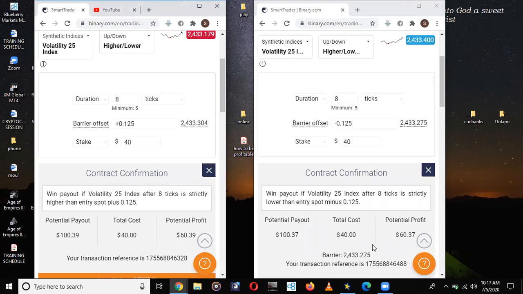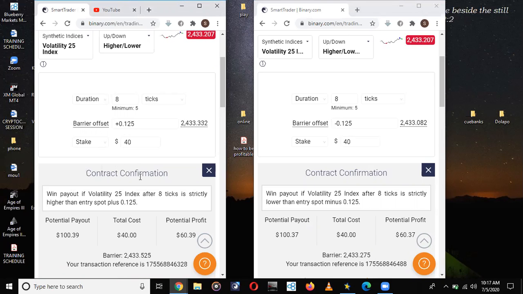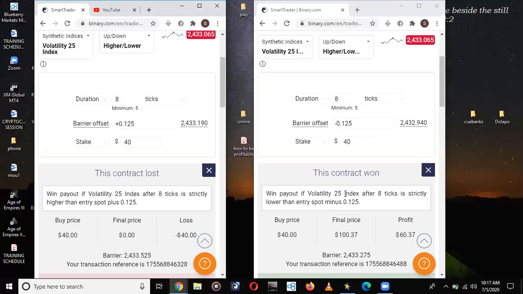So we'll see if it wins. We'll see it right here, contract confirmation, either it won or it lost. Let's see if it is going to win after 8 ticks. Okay, can you see this one won right here? This contract won, and the total profit is 60.